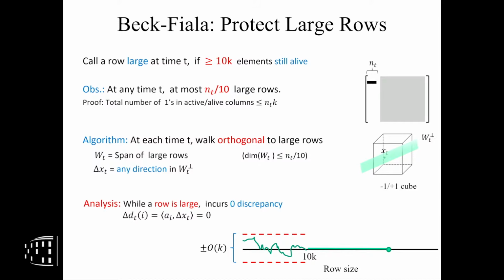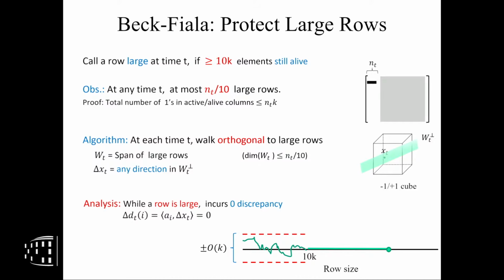So when you choose your delta xt, just make sure you walk perpendicular to all these large rows. By definition, you don't add any discrepancy to those. And that's it, and keep doing this. You can always do this because you have nt free variables, and you're only imposing at most these many constraints. In fact, even if this was strictly less than nt, you could still find a non-zero direction to walk. So that's the power of linear algebra. So what does this buy you?